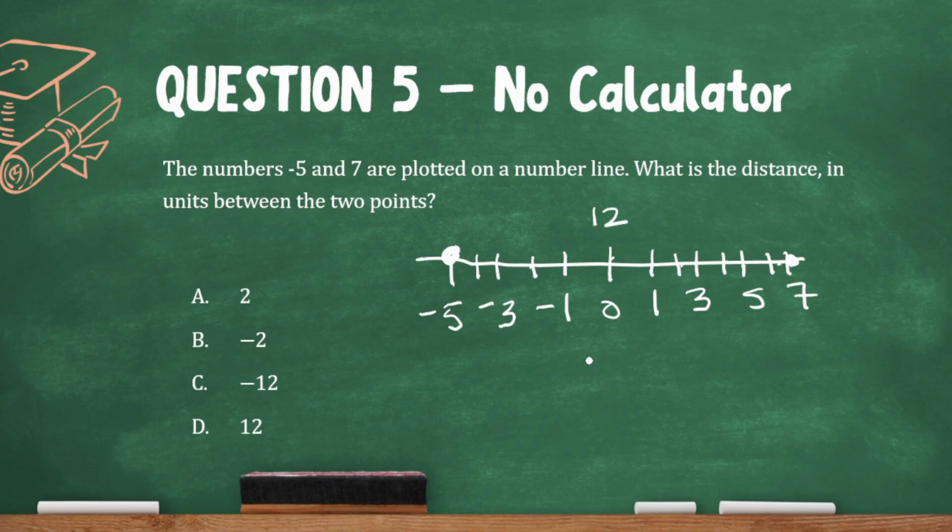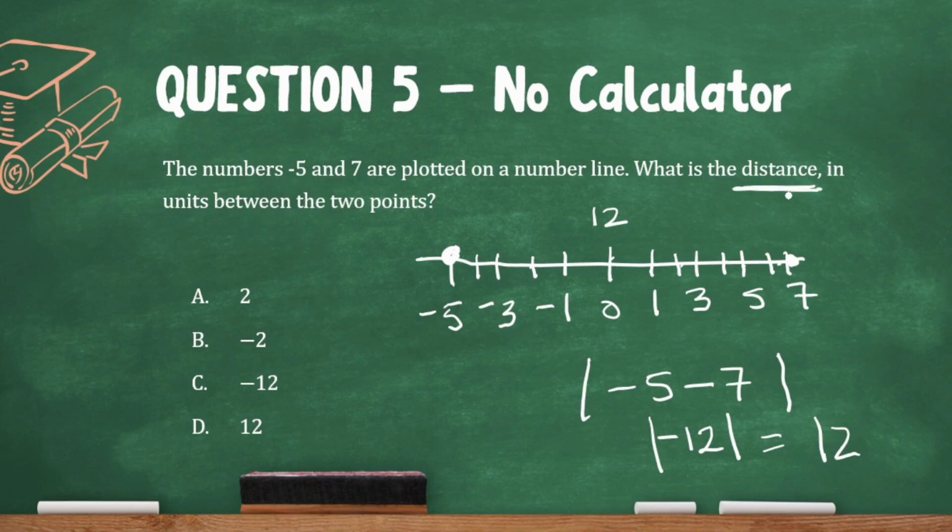Or I could also take the absolute value of these numbers. So -5 minus 7, we're going to use distance with a minus. And -5 minus 7 is -12. But remember, we've got the absolute value sign, which means that anything that comes out of that is positive. So the distance is positive 12 because distance cannot be negative. So our answer is D.